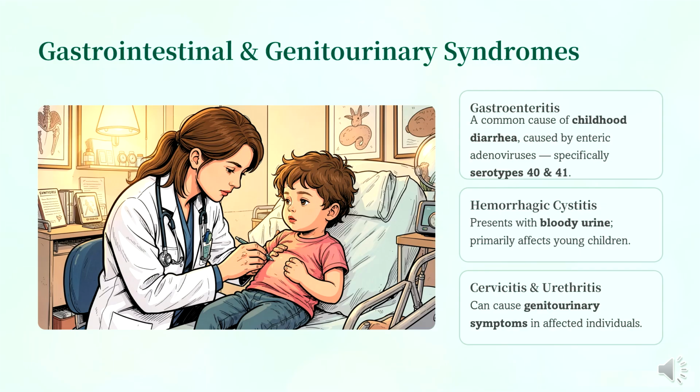The third important thing is the infection that leads to cervicitis and urethritis. The adenoviruses occasionally infect the genital tract. Inflammation of the cervix causes cervicitis, and inflammation of the urethra produces urethritis. The patients may experience pain during urination, urethral discharge, and pelvic discomfort. Although this is less common, adenoviruses should be considered among viral causes of these conditions.